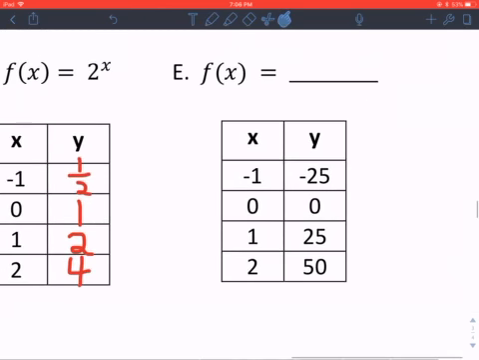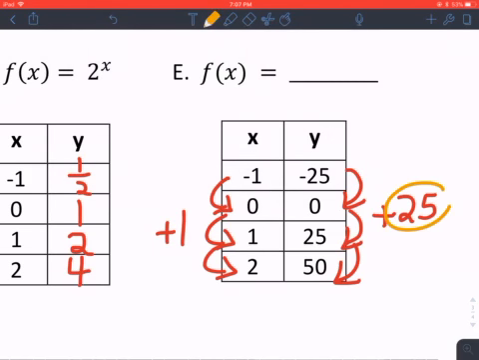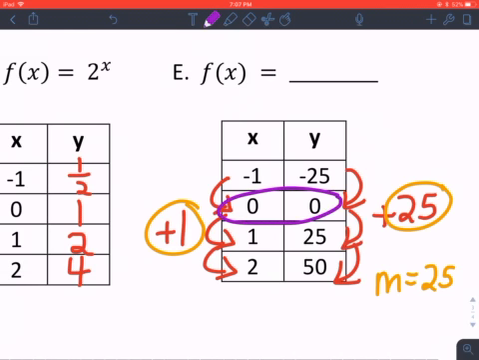Okay, and then let's look at E. E wants us to write the function rule, so let's figure out the pattern of the change in y. These are all changing by adding 25, and these are all changing by adding 1. So my change in y divided by my change in x would be my slope, so my slope here is 25. When x equals 0, there's my y-intercept. My y-intercept is 0, so b equals 0. So my function would be f of x equals 25x plus 0, or just f of x equals 25x.